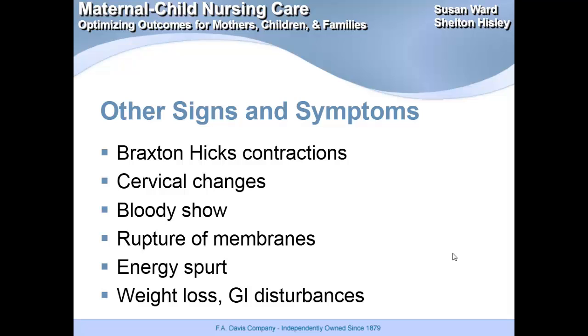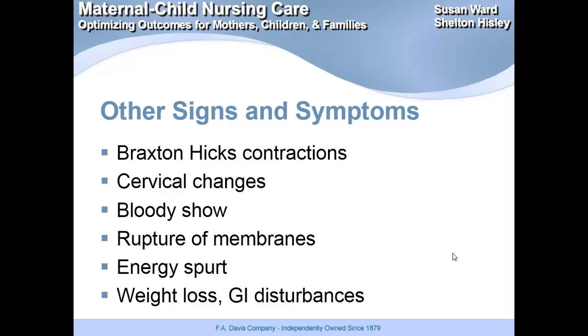Rupture of membranes. So the woman can have spontaneous rupture of membranes, or this can be done by the physician. With ruptured membranes, what comes out should be the amniotic fluid, and it should be odorless and clear.